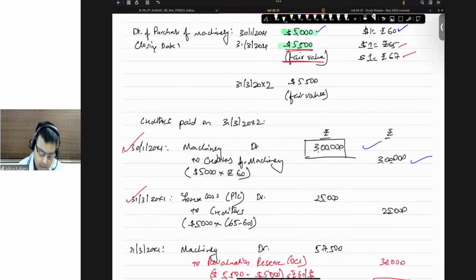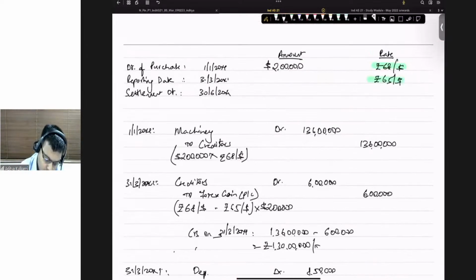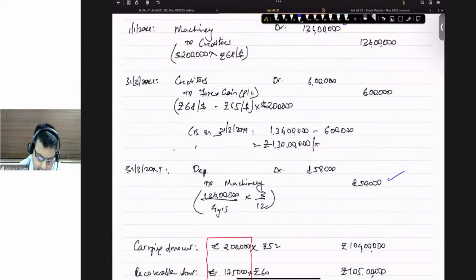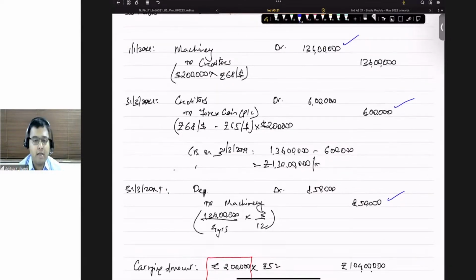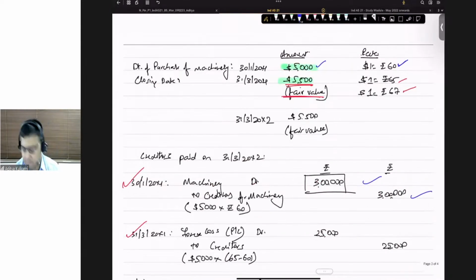This is what we would have done. Cost model is the previous question which we did. Machinery 1 crore 36 lakhs. And then we depreciated that machinery. Okay. Only restatement that happened was of creditors, because creditors was a monetary item, but machinery is a non-monetary item. So I cannot do the restatement on 31st March. Okay. So that takes care of this part.